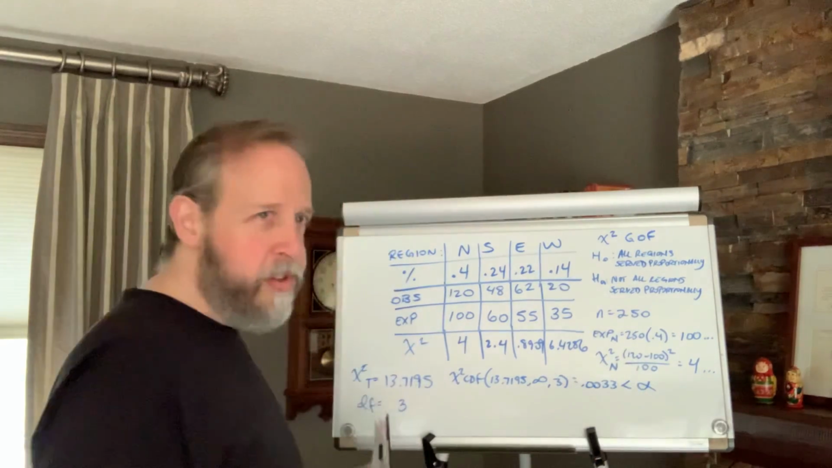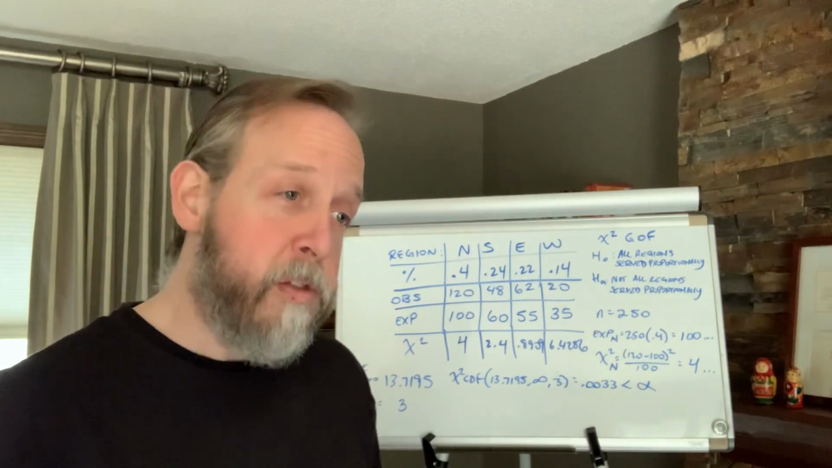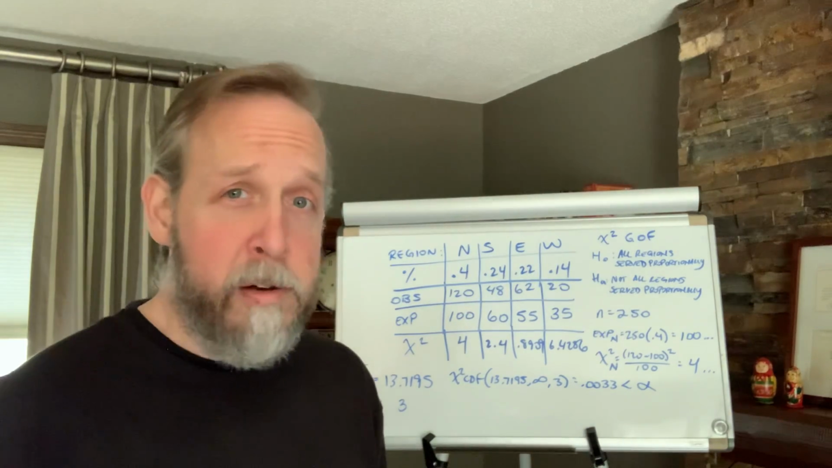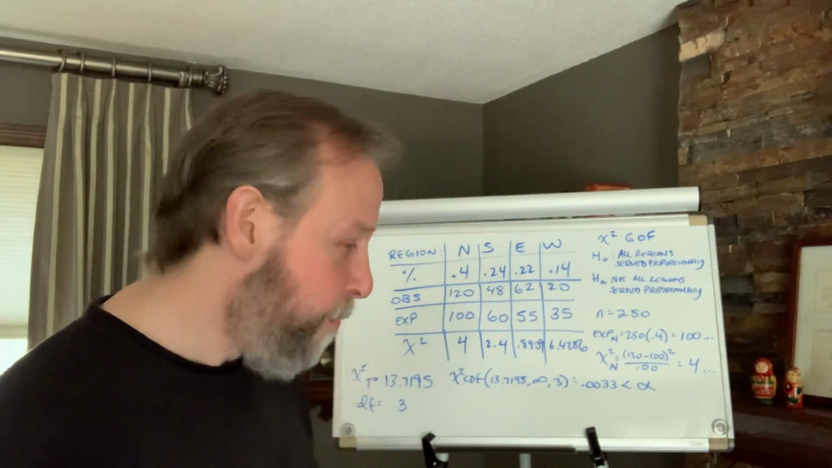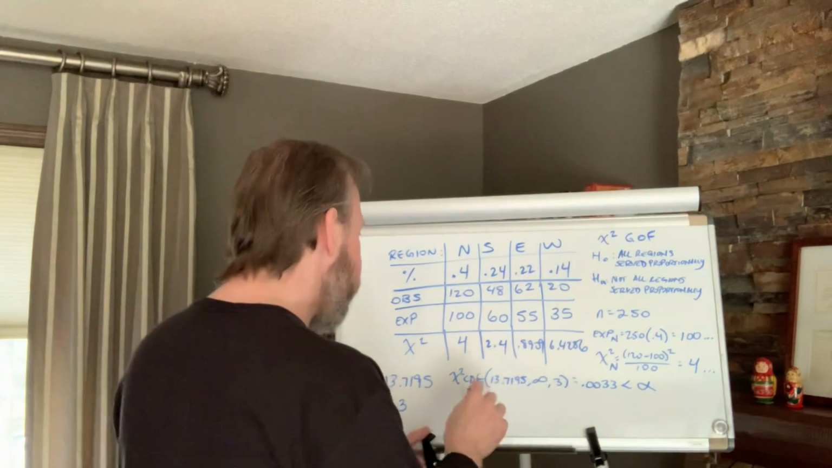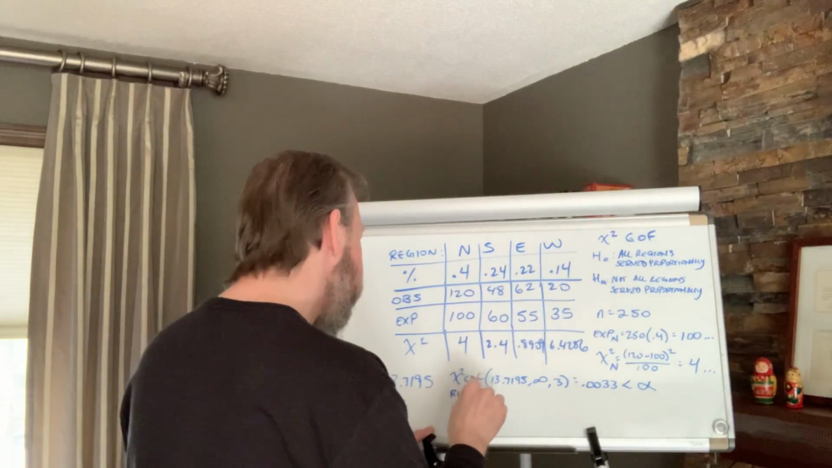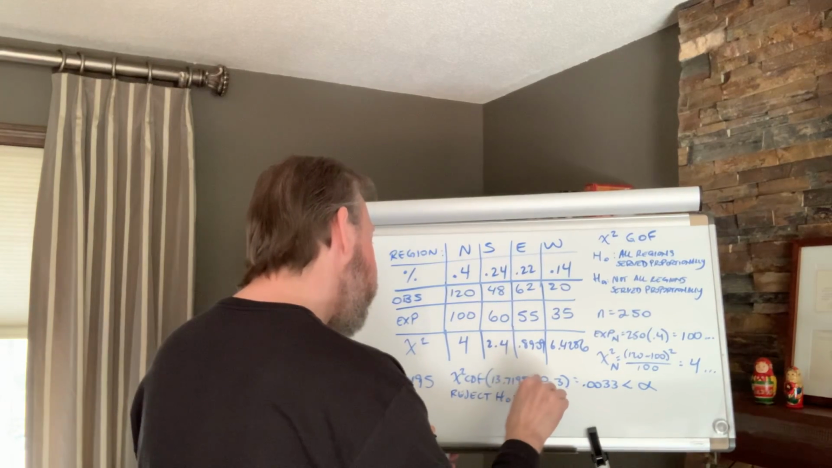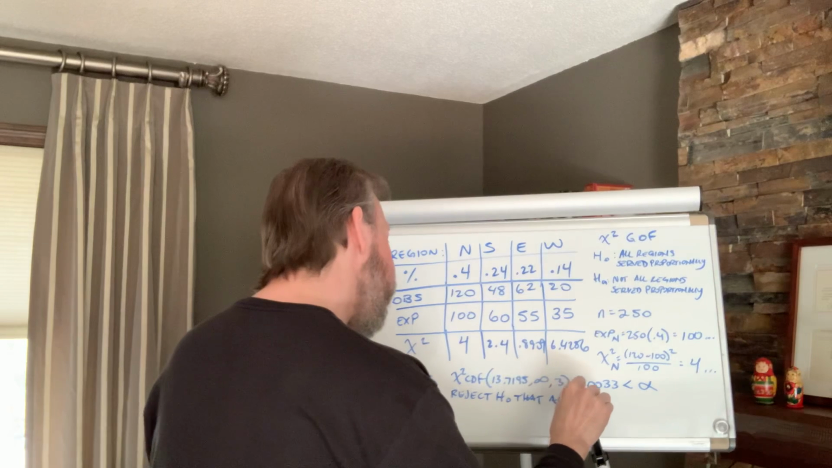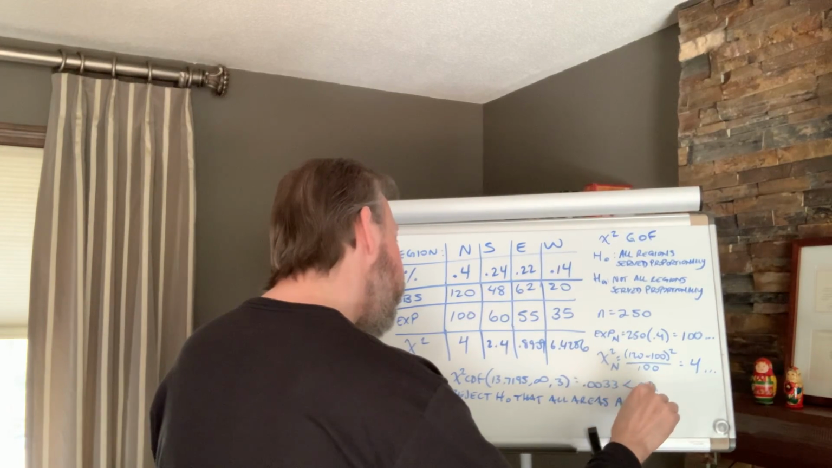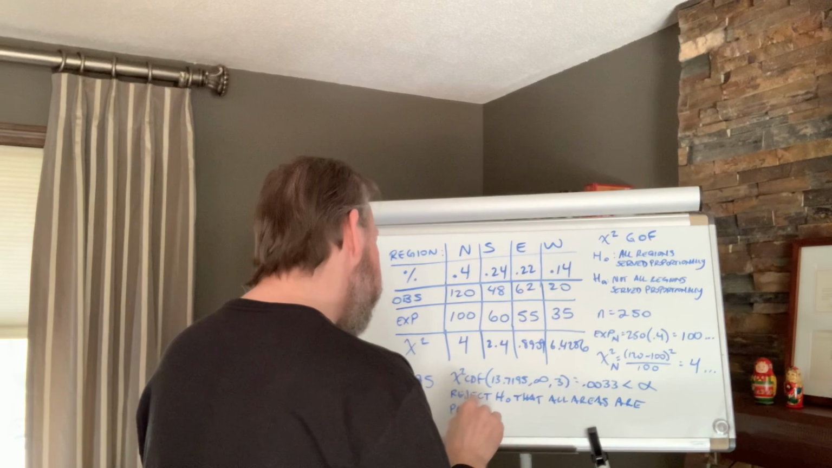I know that there wasn't an alpha given to you in the prompt. We used the typical 5%, but 0.0033, it's not going to matter. It's lower than any common alpha level. So what happens when your p-value is very low? You can reject the null. Specifically, we're rejecting the null that all areas are proportionally served.